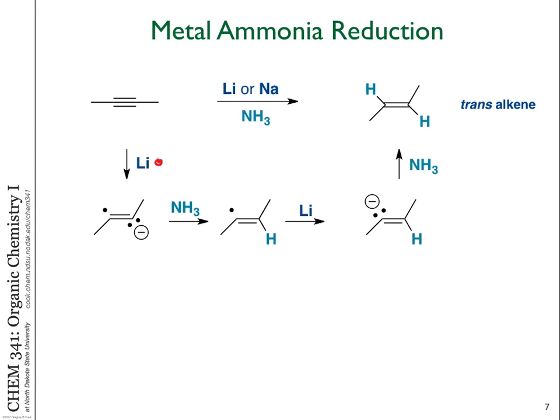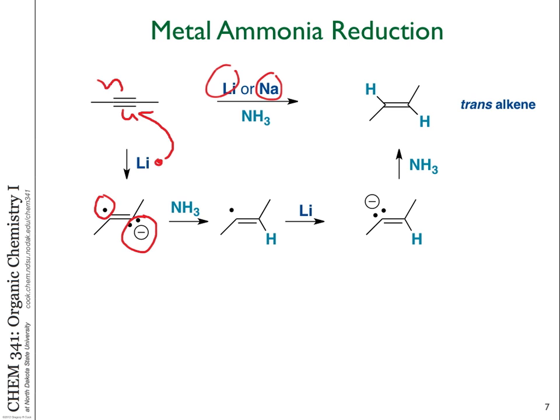It transfers from that metal to the triple bond, and it breaks the pi bond. So if you think about one electron going here and the electron pairing up, that leaves you with one lone pair and one unpaired electron. Okay? You can break a triple bond that way if you have a suitably reducing metal like lithium or sodium.